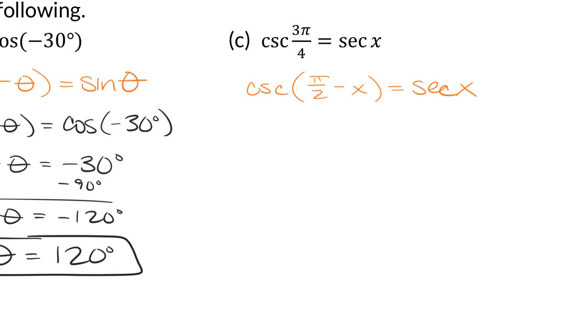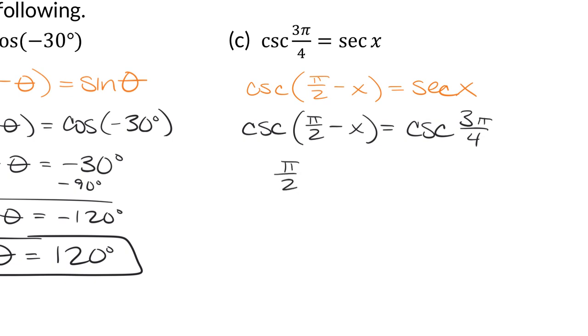Now I can set the cosecants equal to each other. This becomes cosecant of pi over 2 minus x equal to cosecant of 3 pi over 4. I should put that in the same order I'd been doing all of these problems. If the functions are equal, their arguments must be equal. So I can set pi over 2 minus x equal to 3 pi over 4. And I'm going to solve for x.